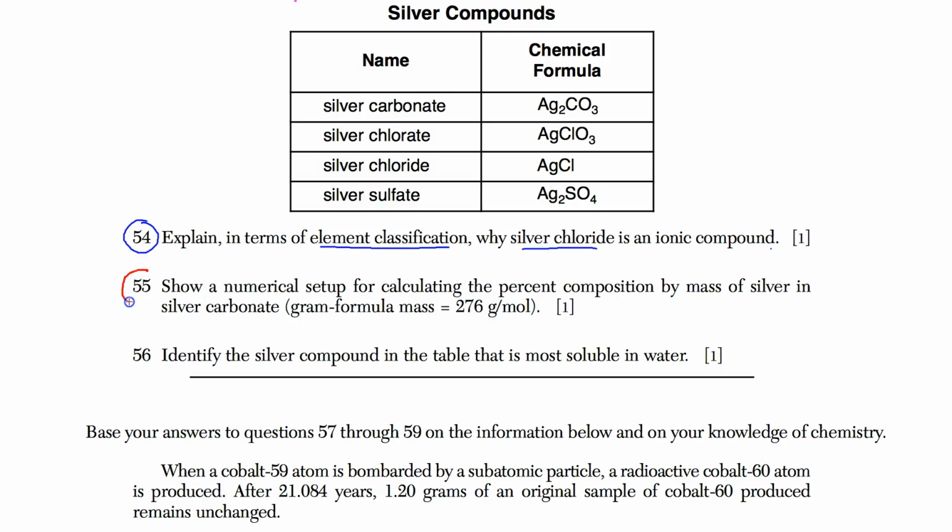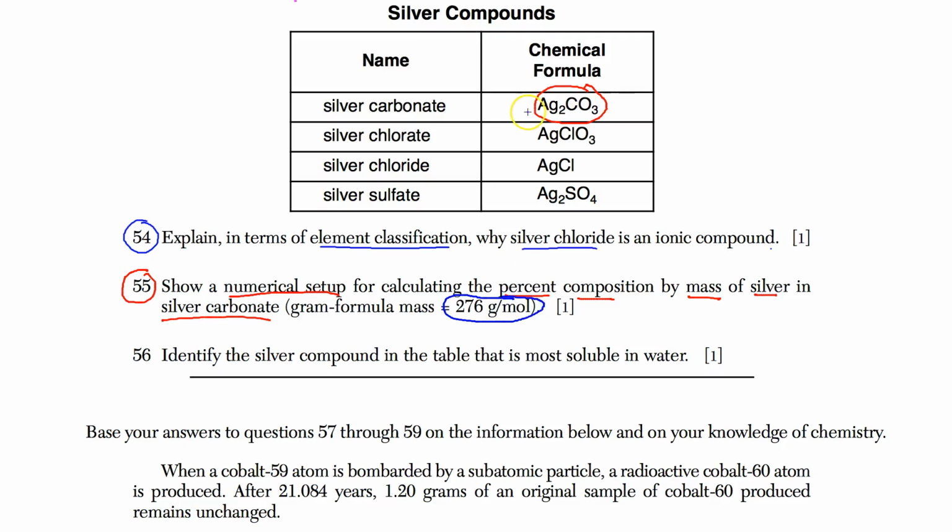Okay, number 55. This is a classic Regents chemistry mathematic problem that's on many tests. But they just want the numerical setup for calculating the percent composition by mass of silver in silver carbonate. So they're after the percent by mass of this. And they were very nice because they gave us the gram formula mass, which is the grams per 1 mole.